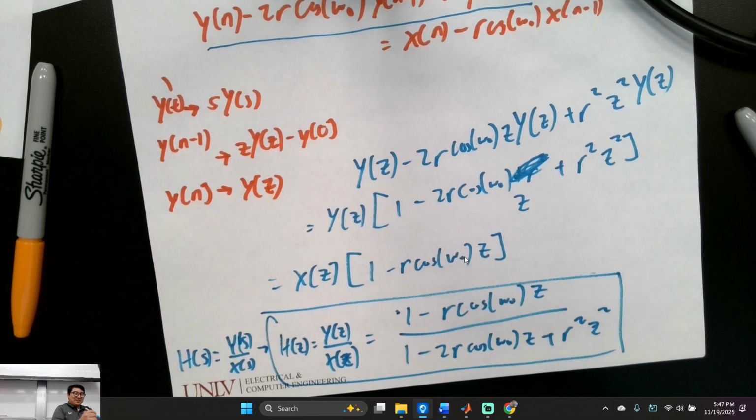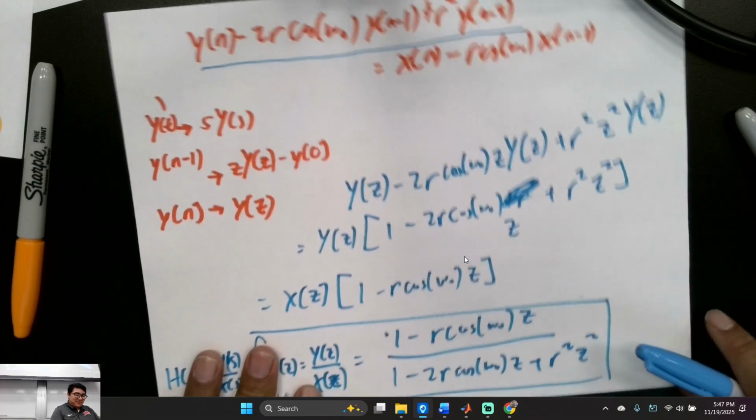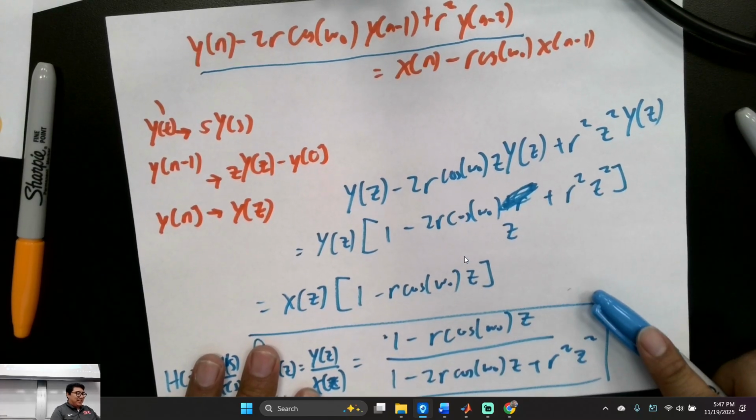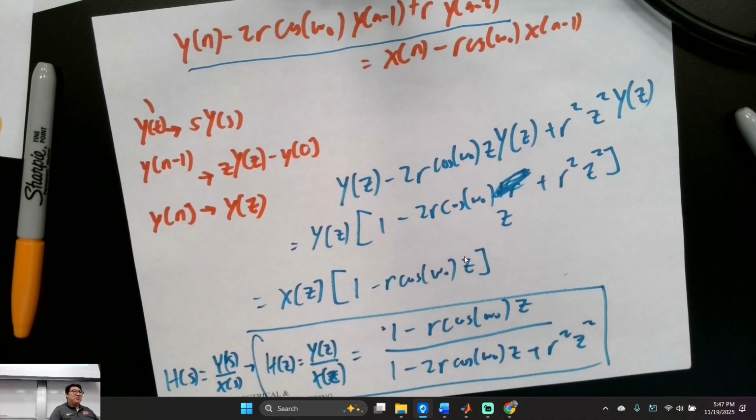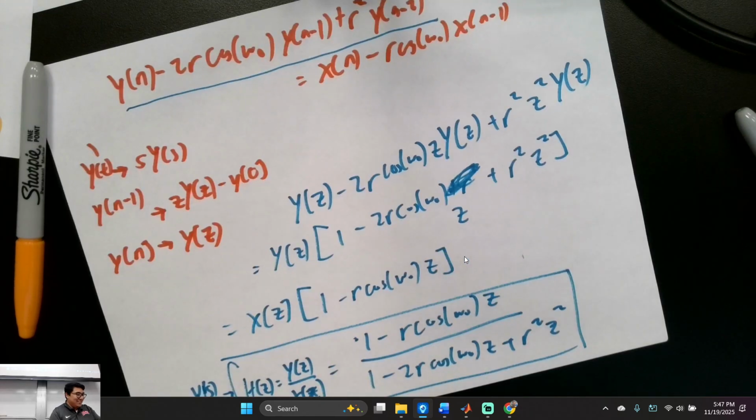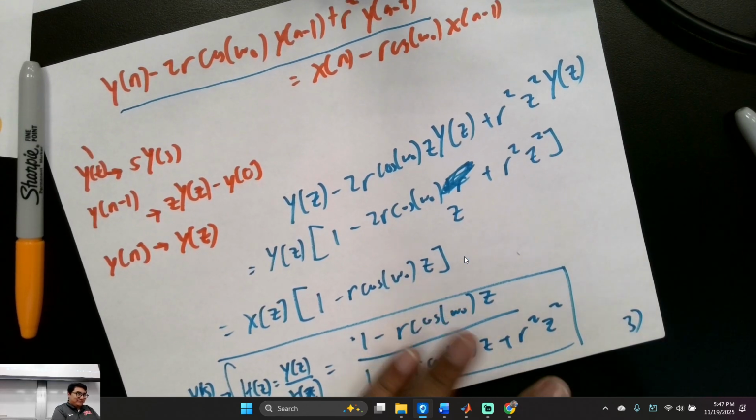Easy? Not that bad of a homework, right? And then I asked you for poles. So where are the poles in this? That's your job. I'm playing, I'll do it for you guys. Number 3. Let's go to 4.